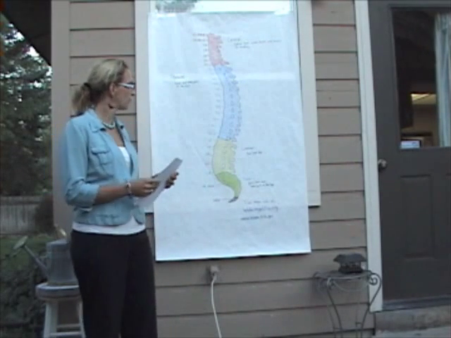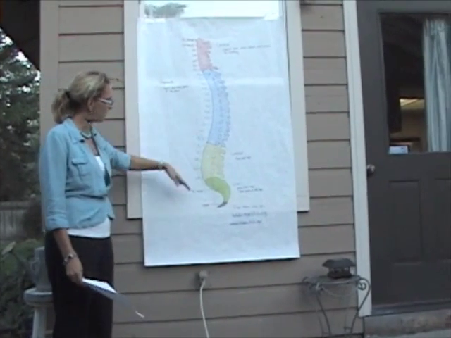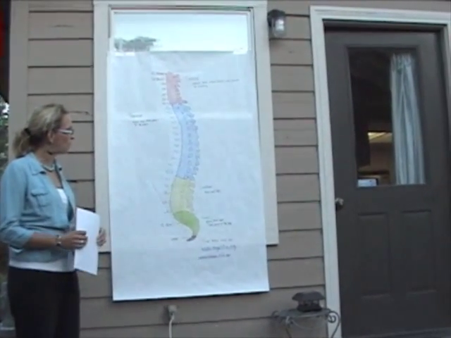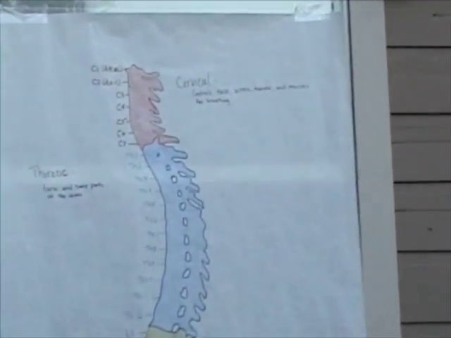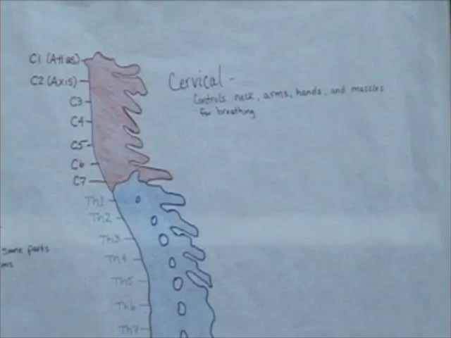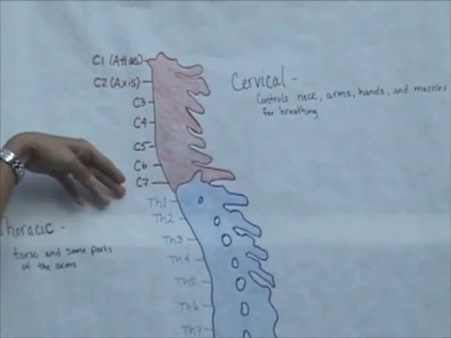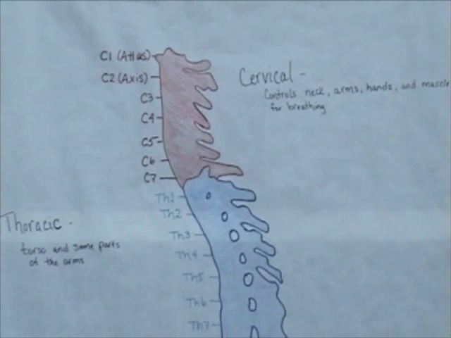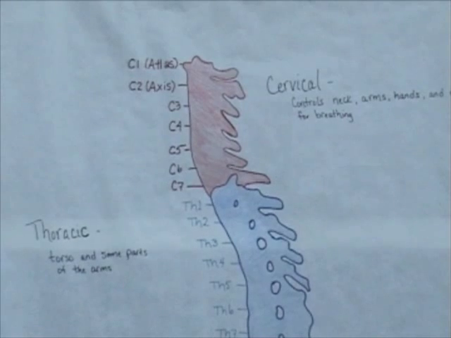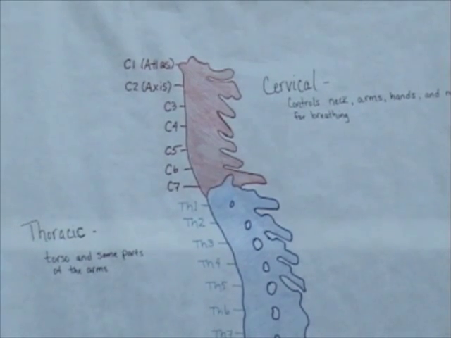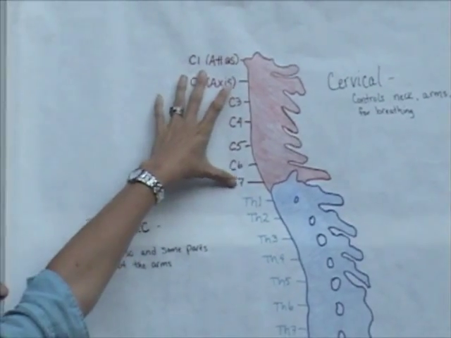If you take a look at this diagram of the spinal cord, we can gain an idea of where the inflammation is affecting different parts of the body. If it occurs in the top portion, this red portion here is the cervical area, C1 through C7. This is where your body receives the signals from the brain that control your neck, arms, hands, and muscles for breathing. So if the inflammation occurred here, it would have affected his breathing.